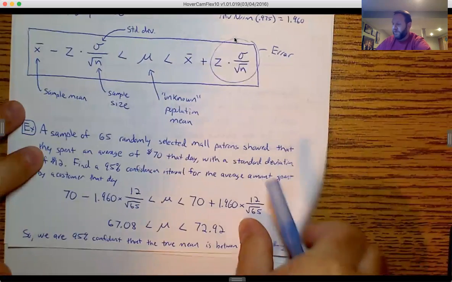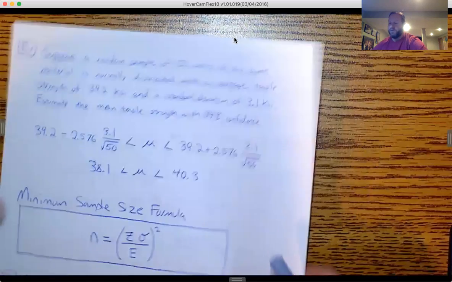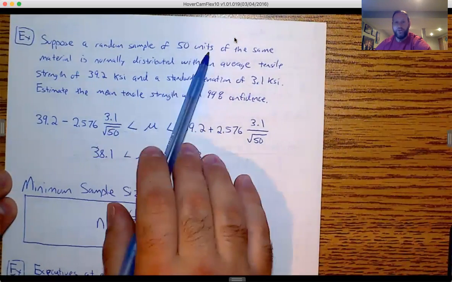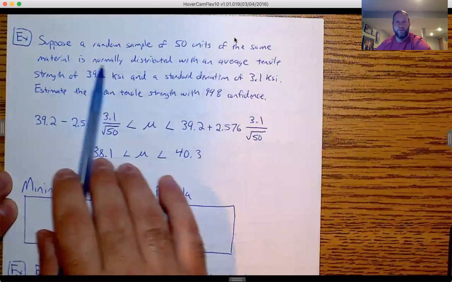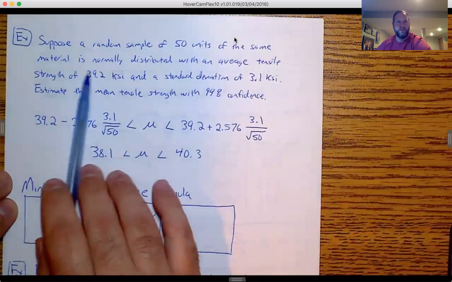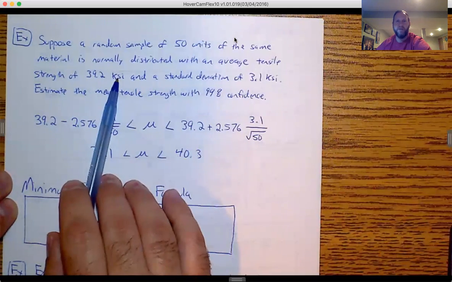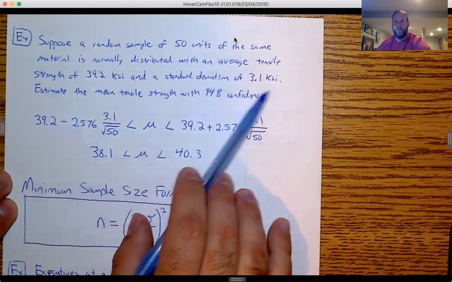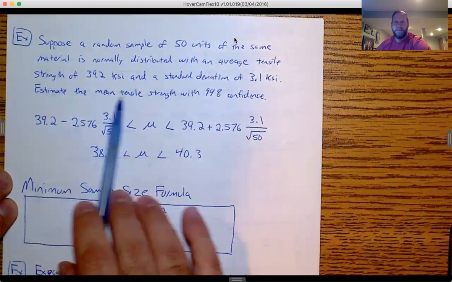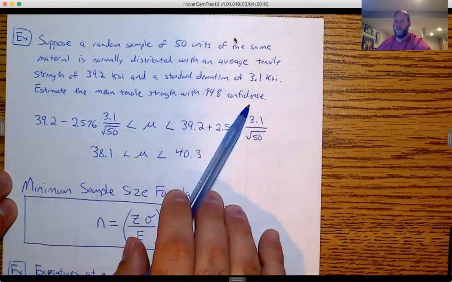Okay, let's take a look at another one. Okay, so same idea here. It says, suppose a random sample of 50 units of the same materials, normally distributed, with an average tensile strength of 39.2 KSI and a standard deviation of 3.1. Estimate the mean tensile strength with 99% confidence.